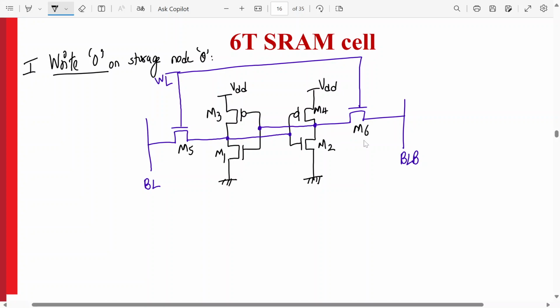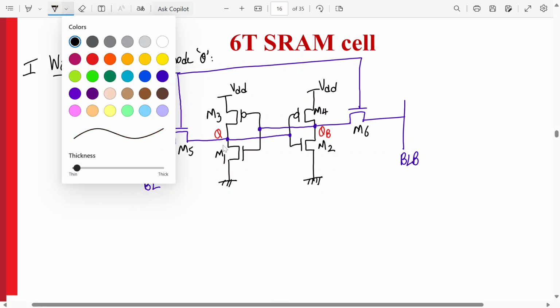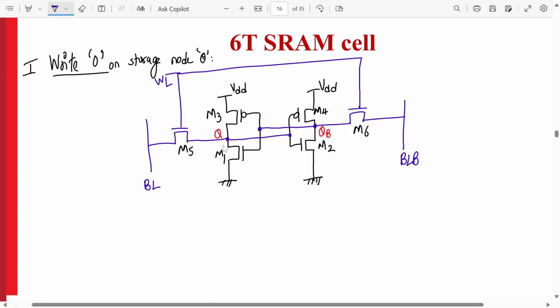Okay. Tell me, when I want to write something on the storage node, what are my storage nodes? Q and QB. Okay. Q and Q bar. Now, if I want to write something on the storage node, I need to apply an external voltage, right? So, what should be my word line? Should my access transistors be on? Should M5 and M6 be on for the write operation? Yes, of course. For read and write, access transistors should be on.